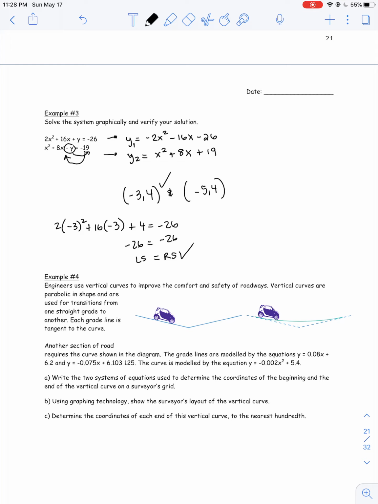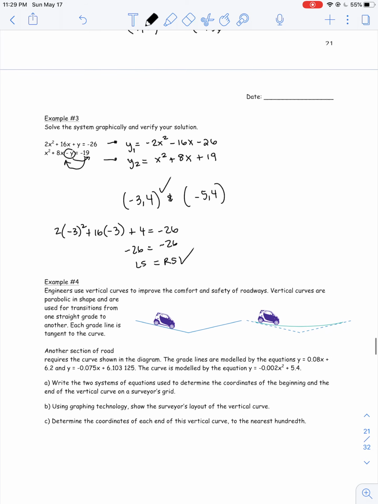And then -5 and 4, we could plug it into the first equation or the second equation, it really is up to you. Technically you want to plug each point into both equations to really confirm that it is a correct answer. But here, graphically, when you do find an intersection, they will be real answers. So the graphing calculator, when you graph it, doesn't give you any extraneous solutions.